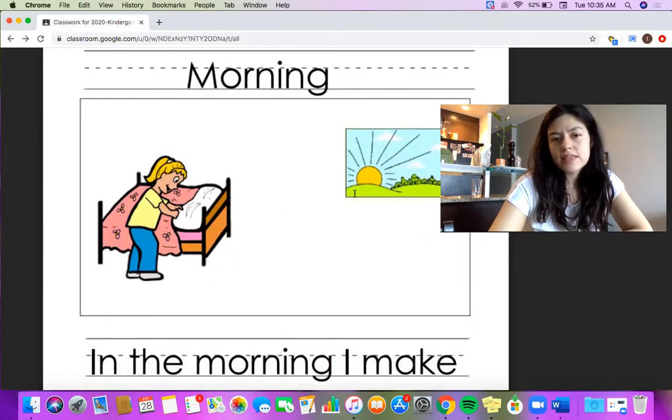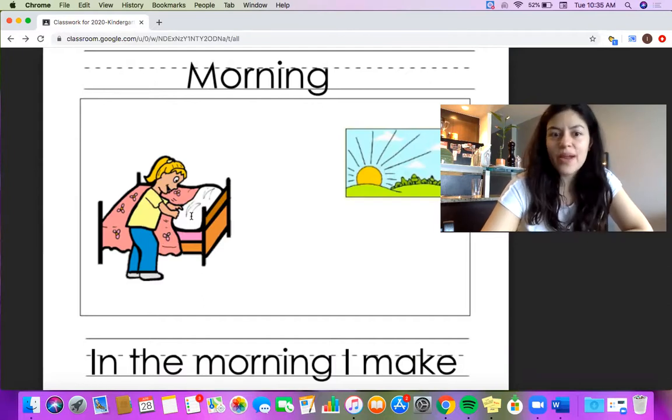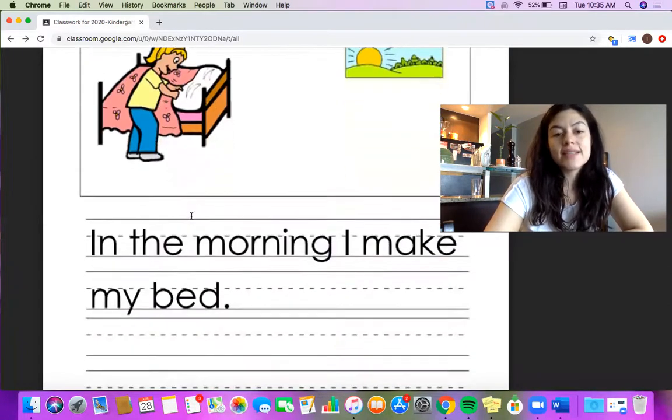And I drew a picture of something that I do every morning. So here, this is supposed to be the window in my bedroom. You see the sun starting to come up. It's going to start rising in the sky. And there I am. And what does it look like I'm doing? If you guessed making my bed, you're right. And so I wrote a sentence right below. In the morning, I make my bed.